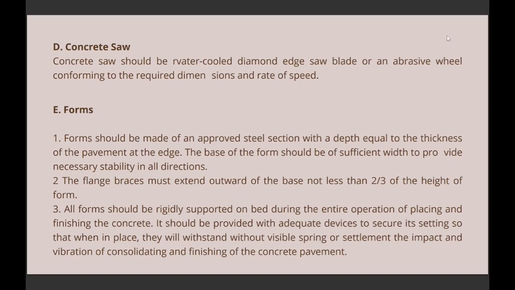So, forms. Forms should be made of an approved steel section with a depth equal to the thickness of the pavement at the edge. The base of the form should be of sufficient width to provide the necessary stability in all directions. The flanged braces must extend outward of the base not less than two-thirds of the height of the form. All forms should be rigidly supported on the bed during the entire operation of placing and finishing the concrete. They should be provided with adequate devices to secure their setting so that when in place they will withstand, without visible spring or settlement, the impact and vibration of consolidating and finishing the concrete pavement.